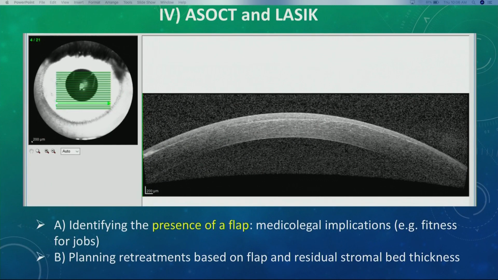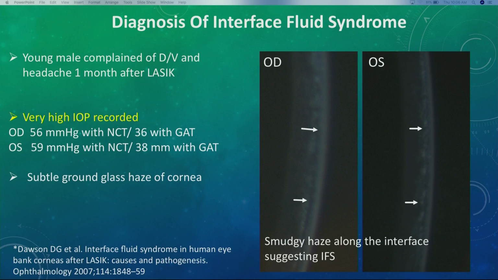In LASIK, ASOCT is very useful. It helps in identifying the presence of a flap, where sometimes you need to certify fitness for jobs. You can plan retreatments based on the flap and the residual stromal bed thickness. And another interesting case is the diagnosis of an interface fluid syndrome, which is also known as PISK.